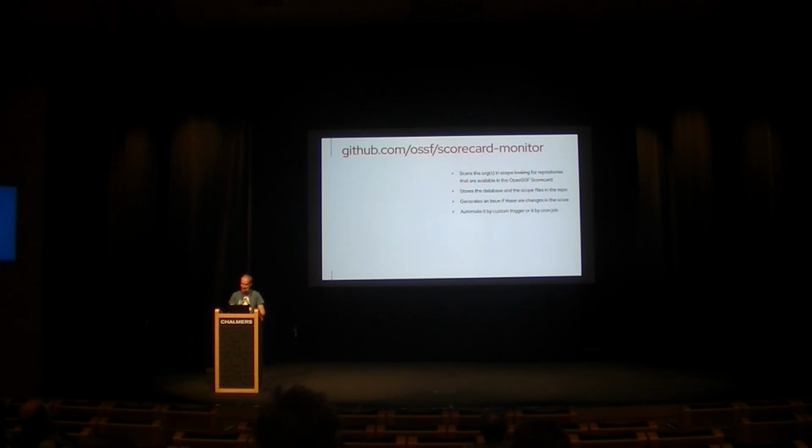And there is a solution which is now kind of a proof of concept, but already works. Again, hosted under OpenSSF, it's called Scorecard Monitor, which scans entire organizations in scope, looks for repositories that are available, and leverages the OpenSSF Scorecard. It looks like this, in a very friendly manner to us developers, and after the scan you have this nice table with all the links.